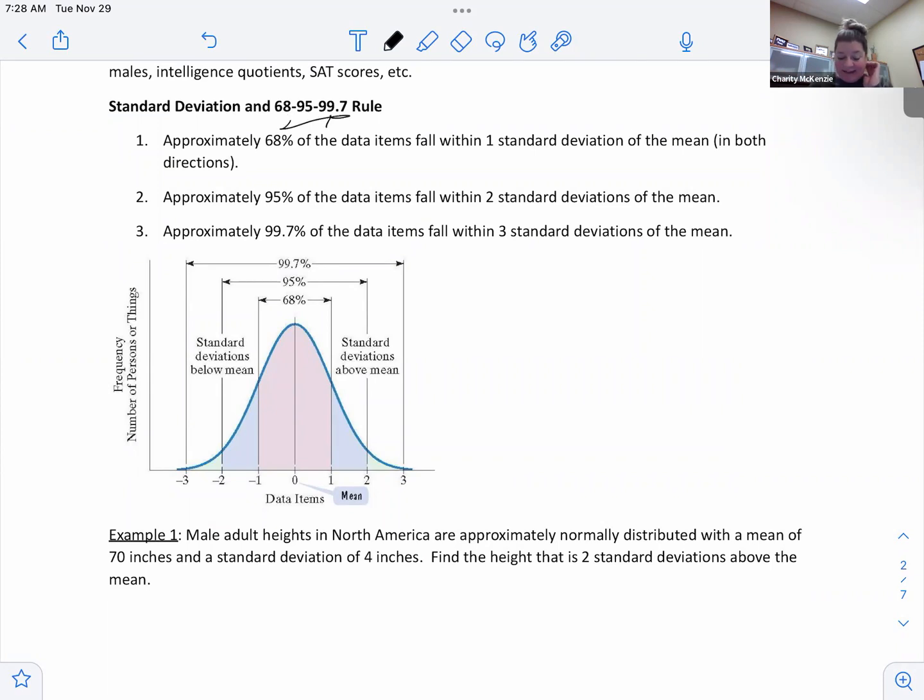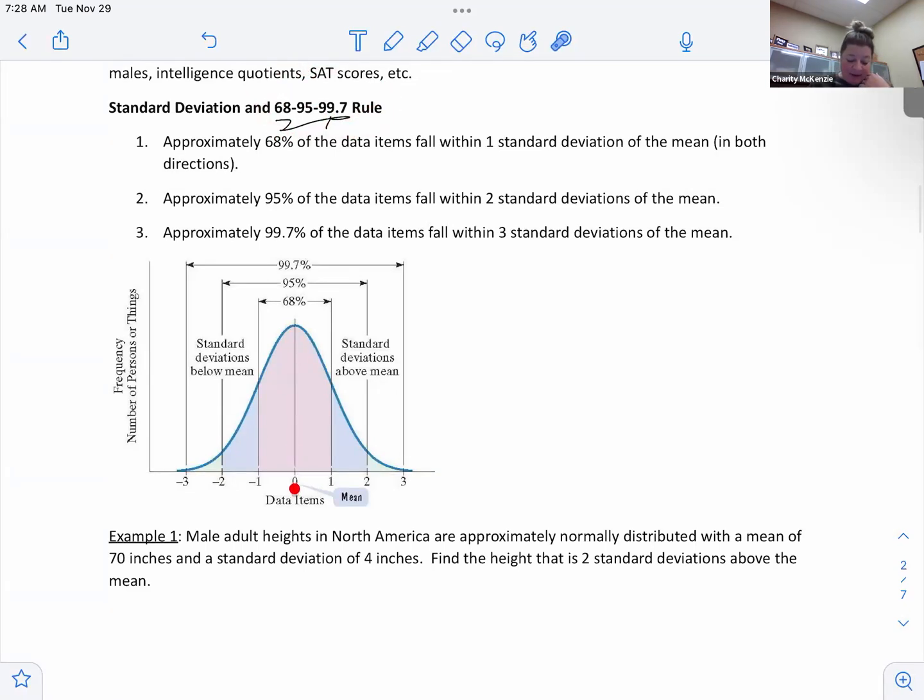97, 99.7 rule. And what that says is you always have the mean in the middle. That's the mean. The mean's in the middle. So the mean's right here. And then if you add and subtract one standard deviation, so you're within one standard deviation in both directions, that will pick up 68% of your data every single time with normal.